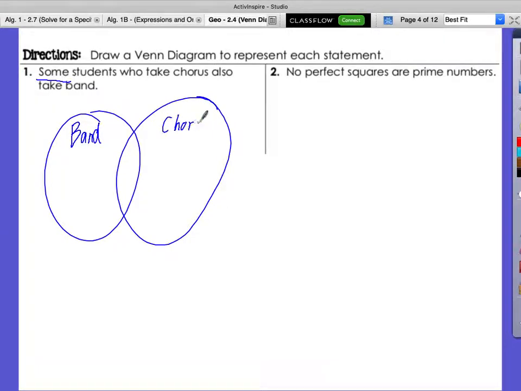So these are the students. So one group, one circle, are those that take band. Another circle is one that's taking chorus. This is saying that there's some overlap as well, okay? But it's not like all band students take chorus or all chorus students take band, and it's not like there's no overlap. There's some overlap, okay?